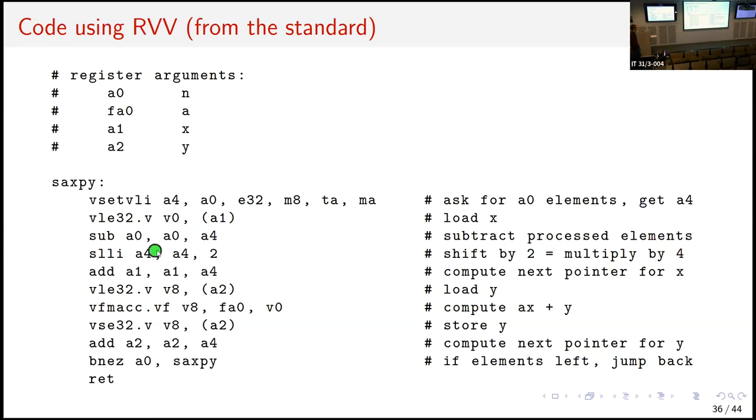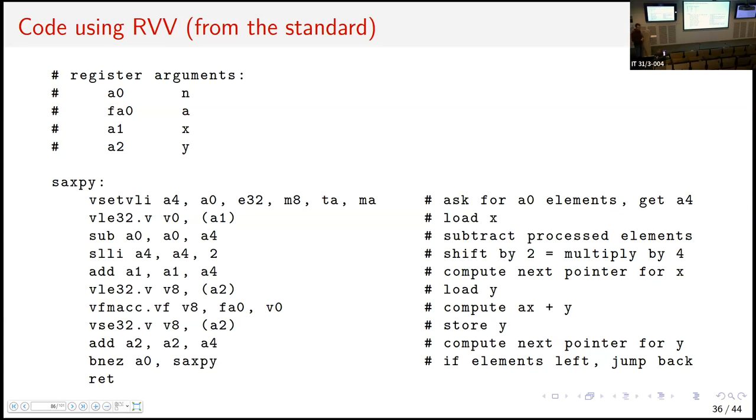So at some point, A4 will be exactly A0. So this subtraction will get us 0 in A0. And then this branch not equals will not be taken, and we return from the function. We have processed all vector elements, and we have stored back all the results into the Y vector.